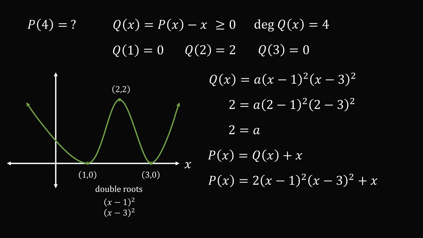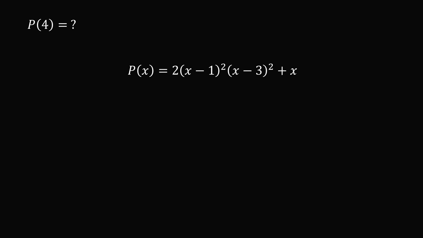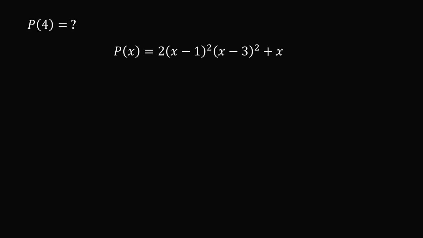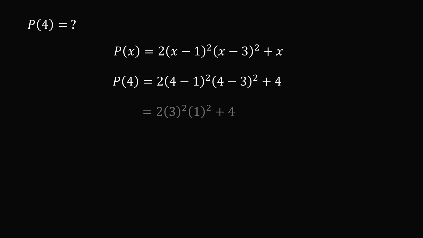So we've solved for p of x, and the only thing that remains is to figure out the value of p of 4. So we substitute in x is equal to 4, then we simplify this. This is 2 multiplied by 3 squared multiplied by 1 squared plus 4. This all simplifies to be 22. And therefore, p of 4 is equal to 22.